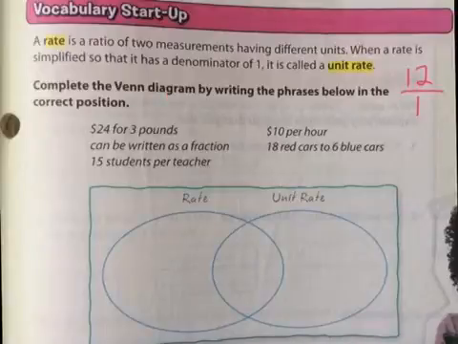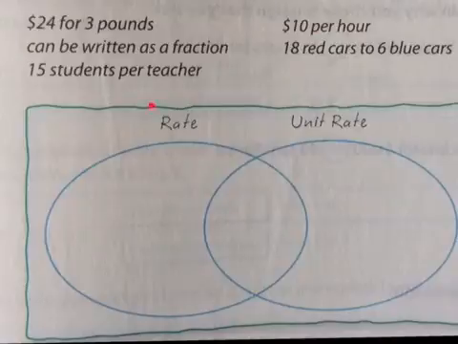Complete the Venn diagram. This is a Venn diagram. I'm sure you've seen it many, many times. By writing the phrase below in the correct position. So we're going to try to identify what is a rate and what is a unit rate, and then see what goes in the middle for both of them.